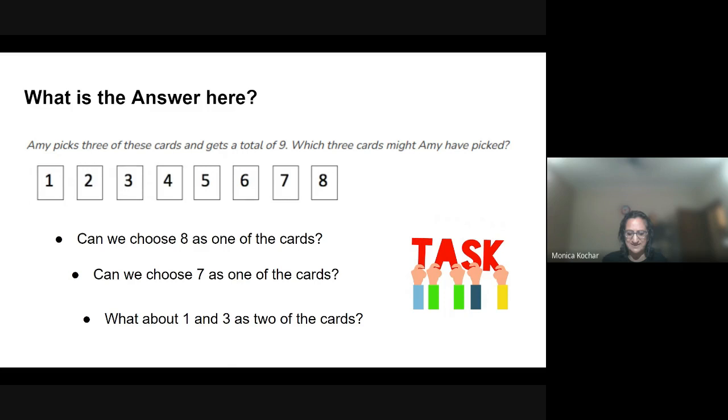Now, can I pick 1 and 3 as 2 of the cards? Yes, ma'am. That's correct, Sheetal ma'am. Can I pick 1 and 3 as 2 of the cards? Yes, I can. And what would be the third card if I pick 1 and 3? Yes, that's true. Thank you, everyone who's responding. Third card would be 5.